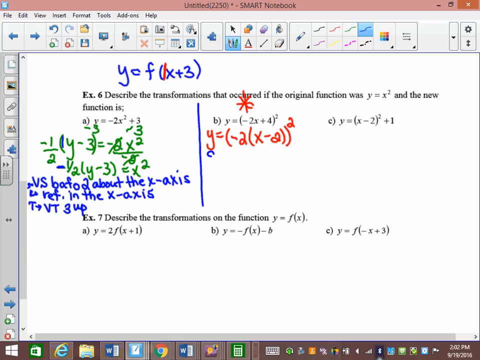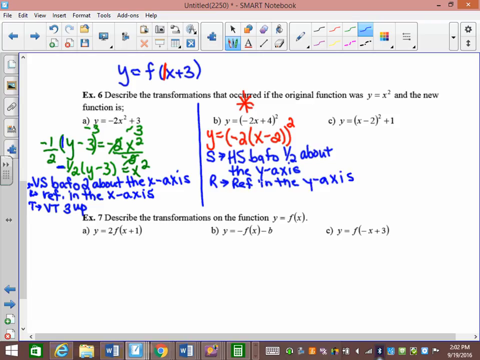So what do I have here? X. I have a horizontal stretch by a factor of 1/2, because it always flips with the x. About the y-axis. I have a reflection in the y-axis because the reflection in the y-axis is the negative part. And I have a horizontal translation 2 right.